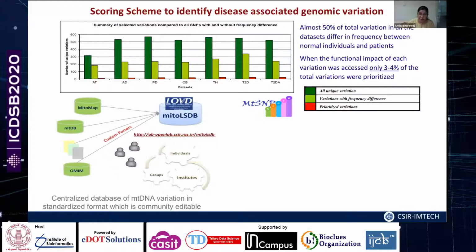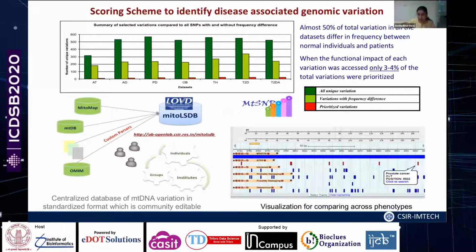So we developed MitoLSTP, which is nothing but a repository of more than 5,000 individuals coming from several ethnic groups in the world, because we know that a specific mutation background has an impact on the phenotype. And then we also developed visualization using a browser.